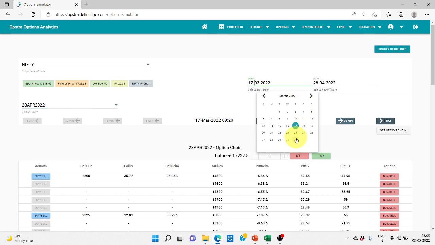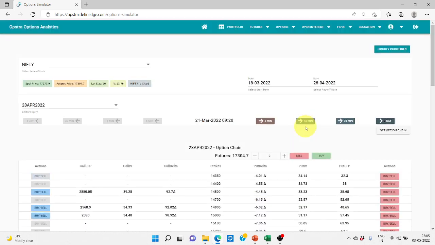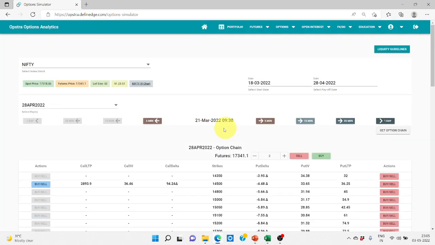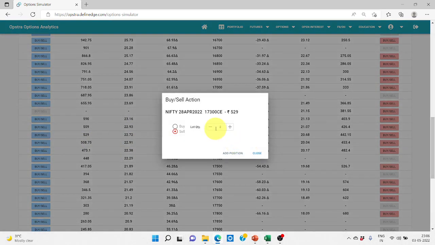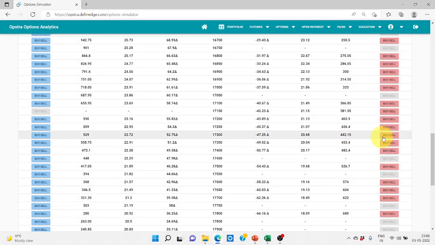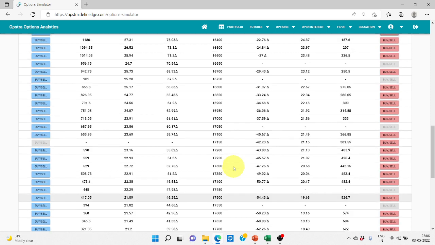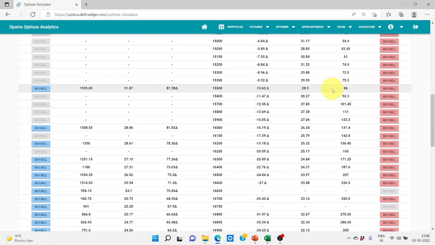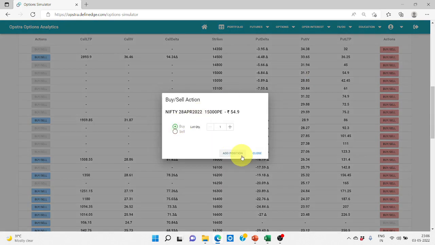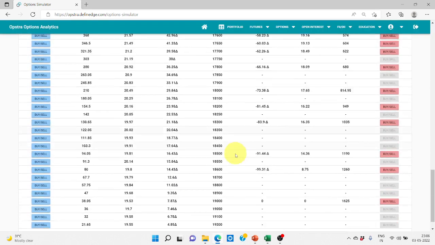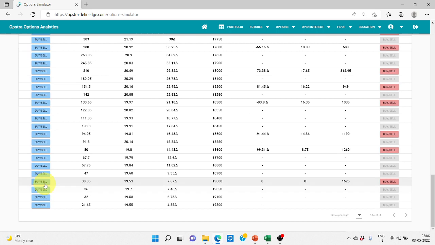For April expiry, as I told, there are 4 weeks here and 5 weeks here, so we will be entering on the 18th at 9:30. Let's see where the market is. 17,300. So let's sell the 17,300 call and put. For the hedge, we buy in multiples of 500, so maybe we'll buy 15,500. 15,500 is way too high compared to 50, so we'll buy 15,000. It is 54, that is fine. On the other side, 19,500 is too low, so 19,000 we are getting at 38.